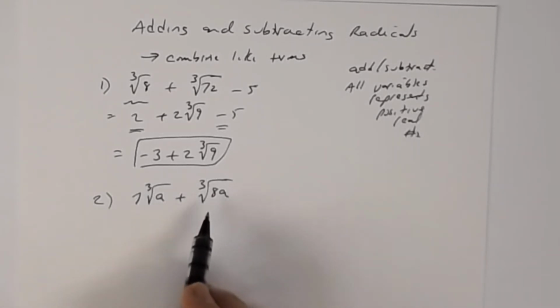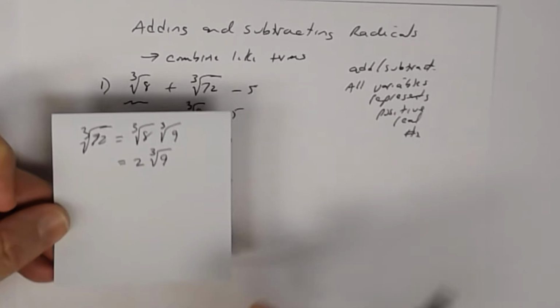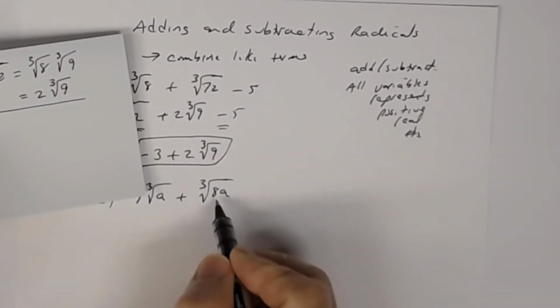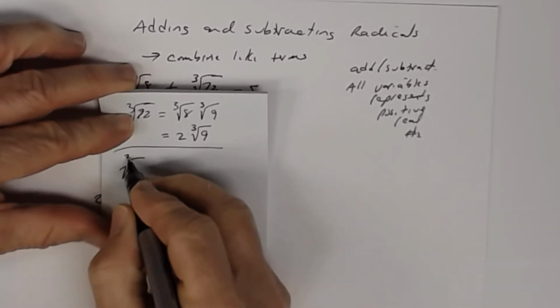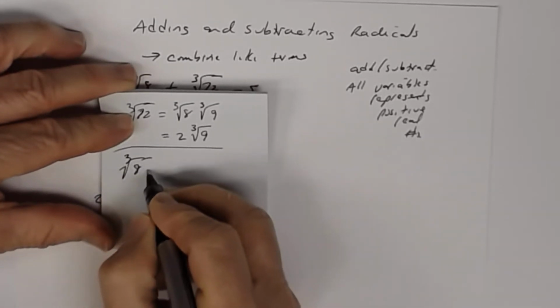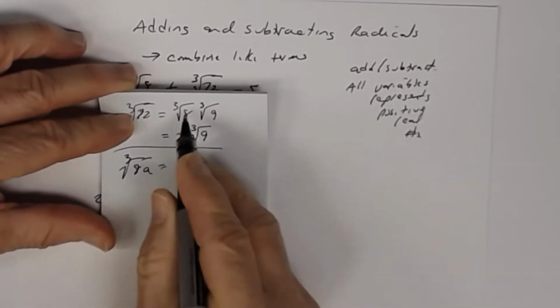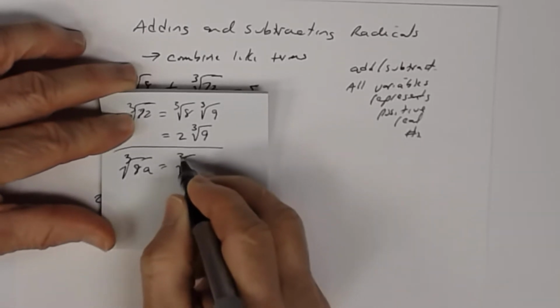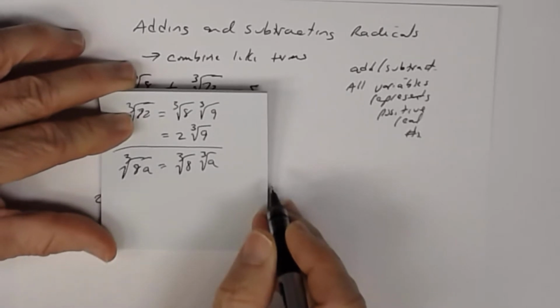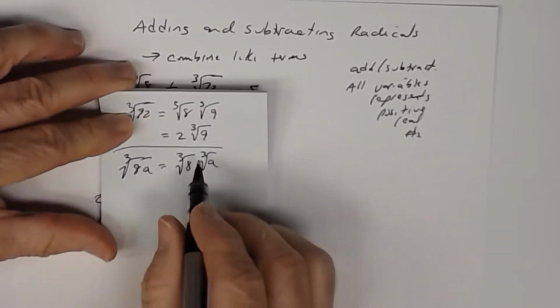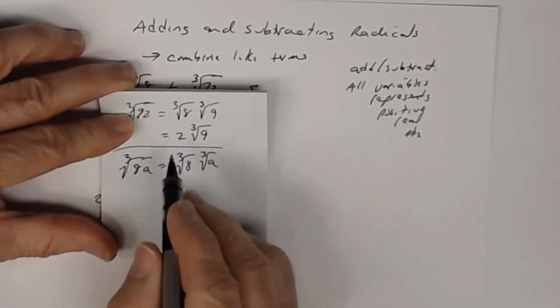Now over here, we have to think about what this is. So let's talk about this for a moment. We're looking at this one here, the cube root of 8a. Just like I did with this one, I can write it as the cube root of 8 times the cube root of a, using the product property for radicals. And so the cube root of 8, just like this, is 2.